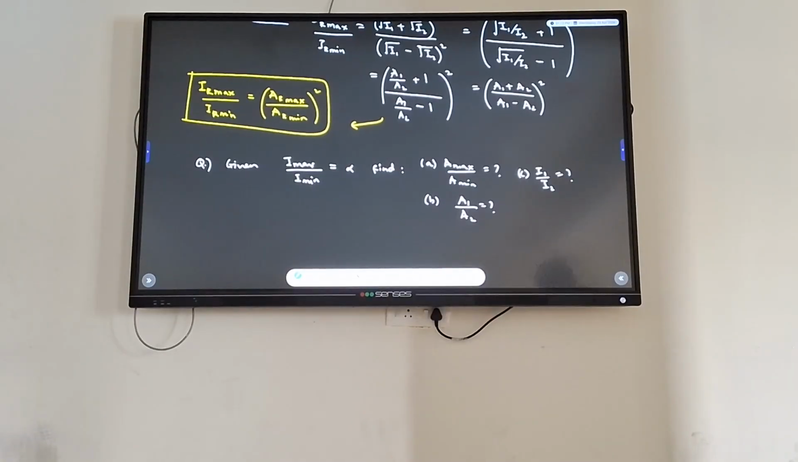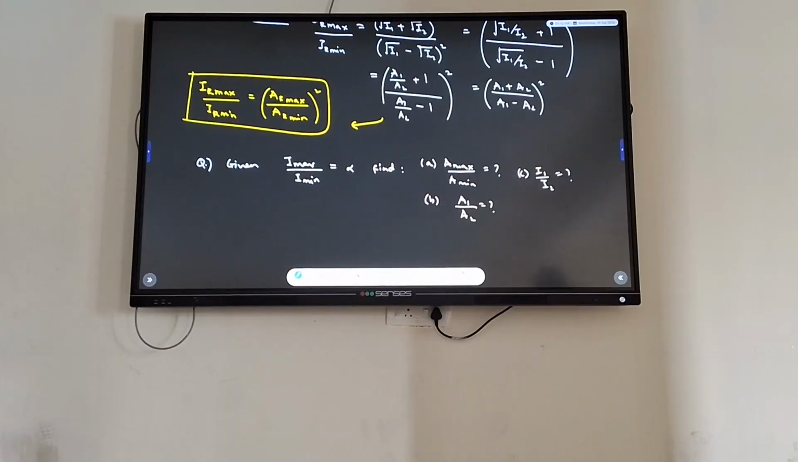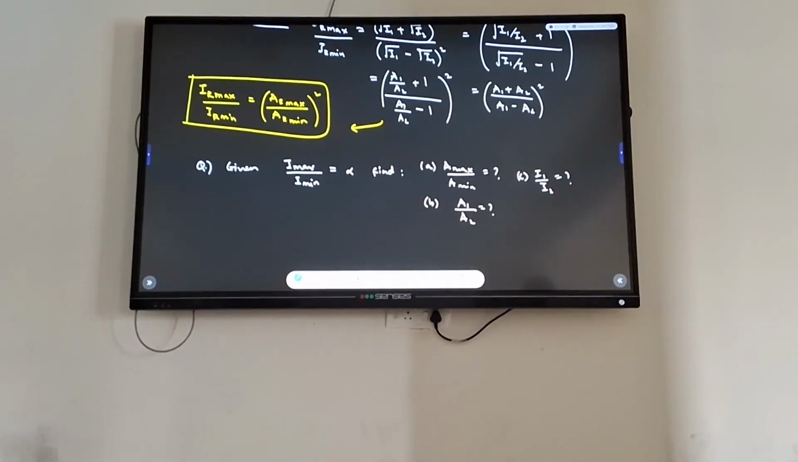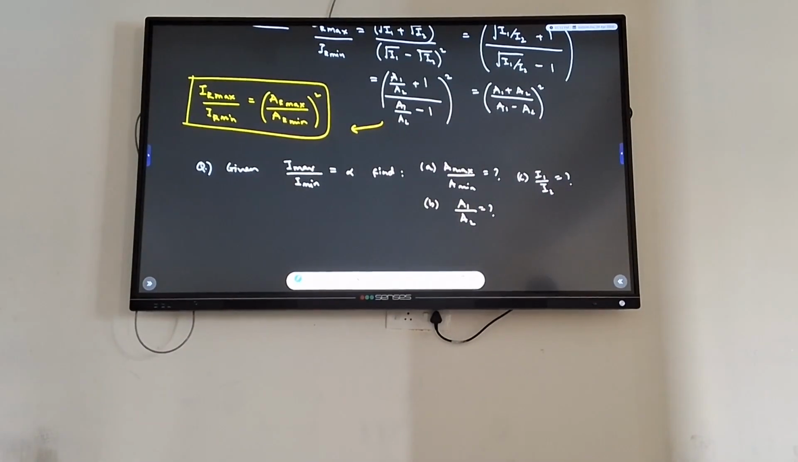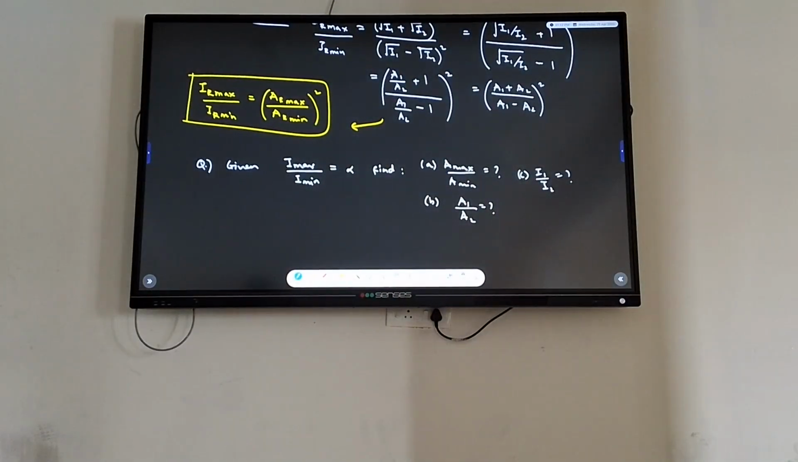You focused here? Yes, sir. It's root alpha plus 1 by root alpha minus 1. A1 by A2 is root alpha plus 1 divided by root alpha minus 1. That's correct. Very good.